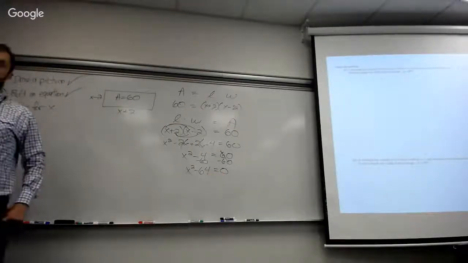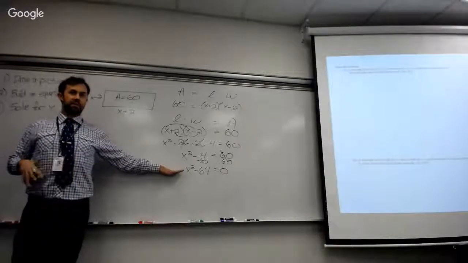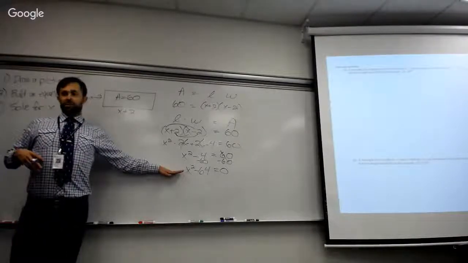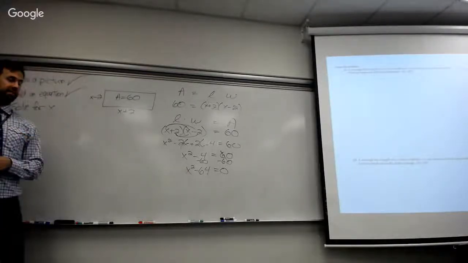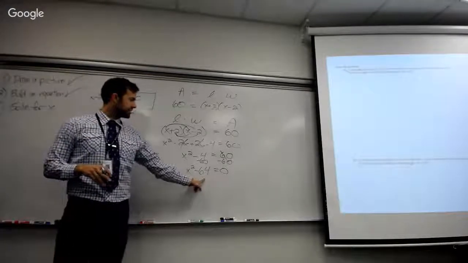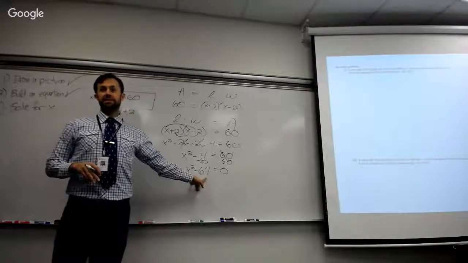Everything we just did right there was just to put our equation in what form? Standard form. So we now have it in standard form. Well, now we need to factor it. Do you recognize what strategy we're going to use to factor x squared minus 64? This is difference of squares.